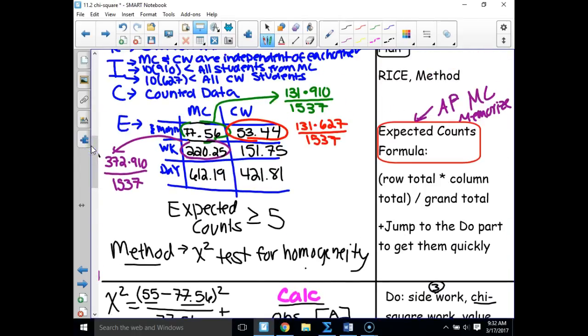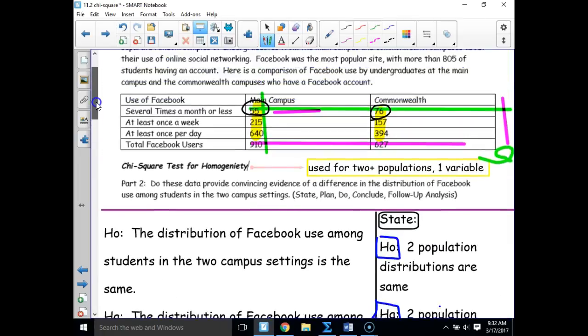In your two proportion z-test, this first row, I'll do it in blue because we haven't used that. You are going to look at the proportion of people from the main campus versus the Commonwealth using it several times a month or less. So your X1 is 55, your N1 is 910, your X2 is 76, your N2 is 627. These two rows, and it's a not equals test, okay?